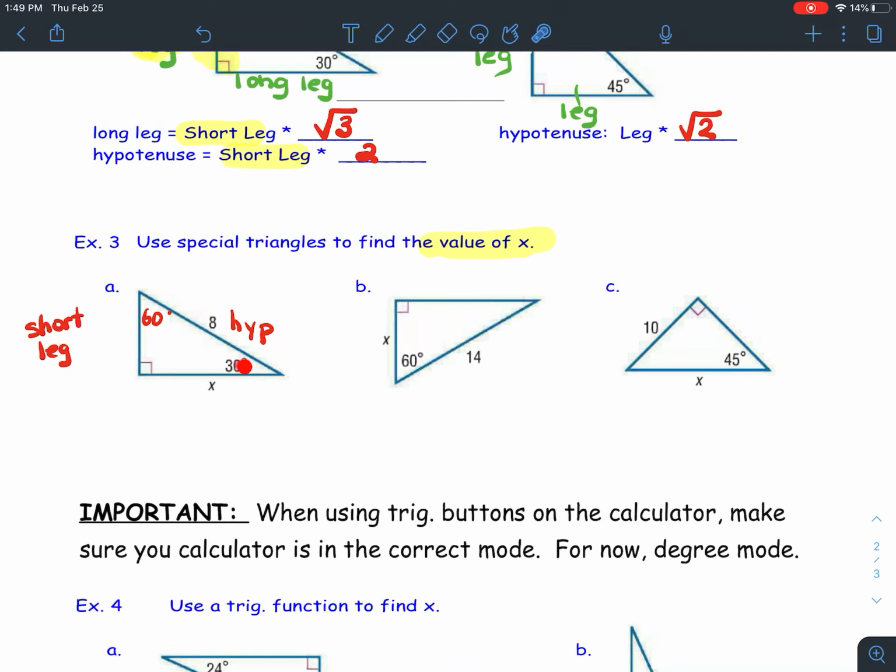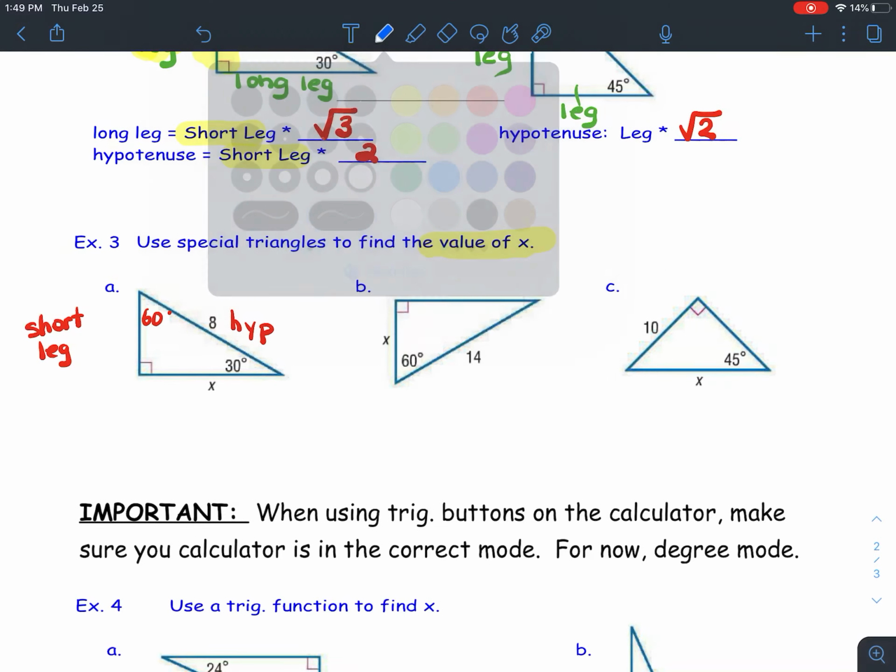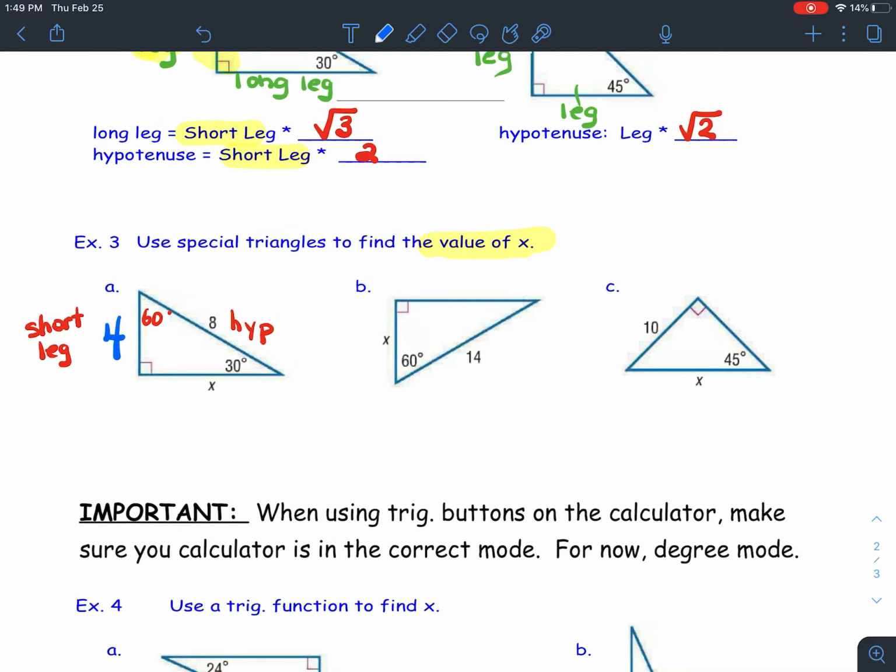Okay, so the short leg is opposite 30 degrees. If the hypotenuse is 8, now look up here, we said short leg times 2 is the hypotenuse, so that means if the hypotenuse is 8, this short leg would have to be 4. Okay, well now that we know the short leg is 4, it should be pretty easy to get the length of the long leg.